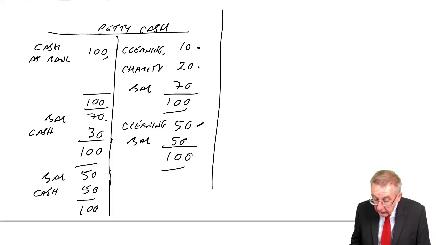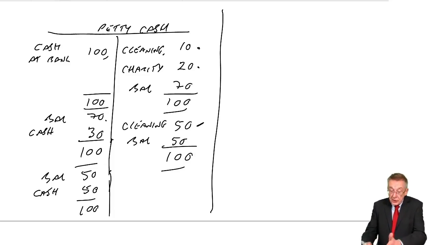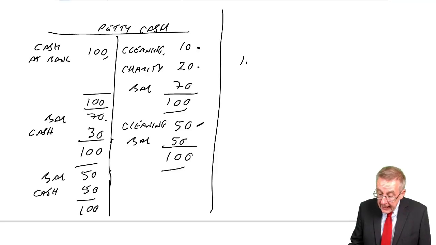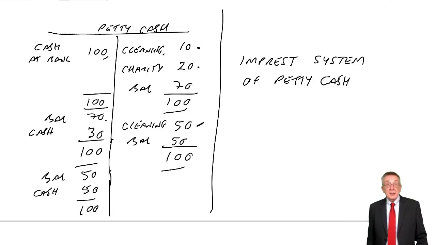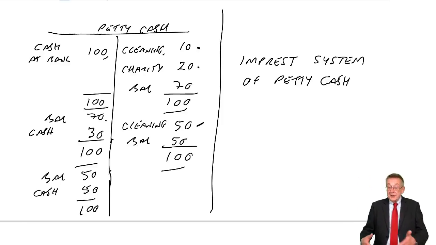Well, be aware of that. It's in the syllabus. You could be tested on it. Not doing the debits, credits, but just being aware of what it is. It's called the imprest system of petty cash. I'm afraid I have no idea why it's called that. But that's the way any business that's carrying petty cash should operate.